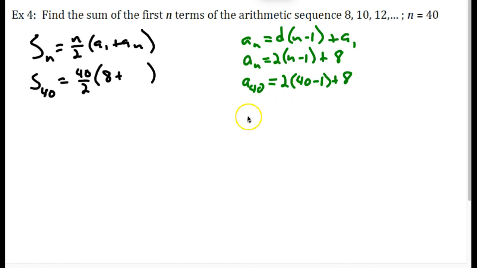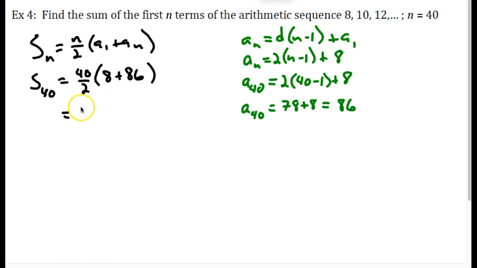Notice this is different than the last one because I'm plugging 40 in for n. I'm not replacing this with what I know the last term to be. So a sub 40 is going to be 2 times 39, which is 78, plus 8, which is 86. So that's the value that's going to go here.